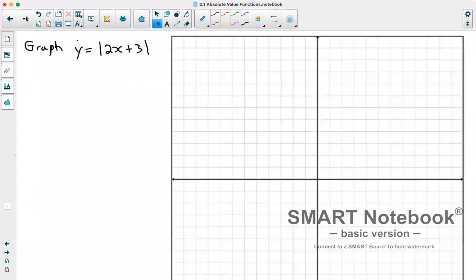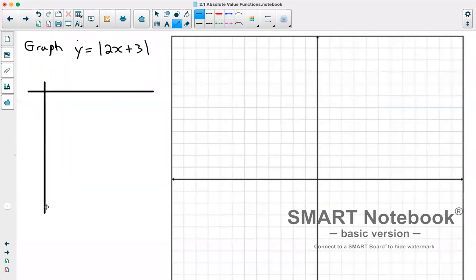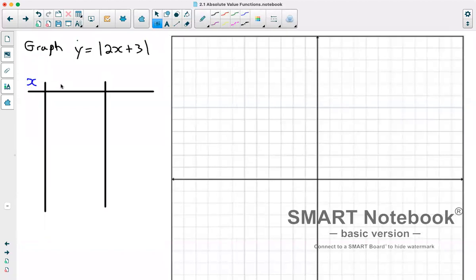Okay, so we'll do another example. So graph the absolute value of 2x plus 3. So once again, I'll set up a 3-column table of values. So I've got x, y is equal to 2x plus 3, and y is equal to absolute value of 2x plus 3.